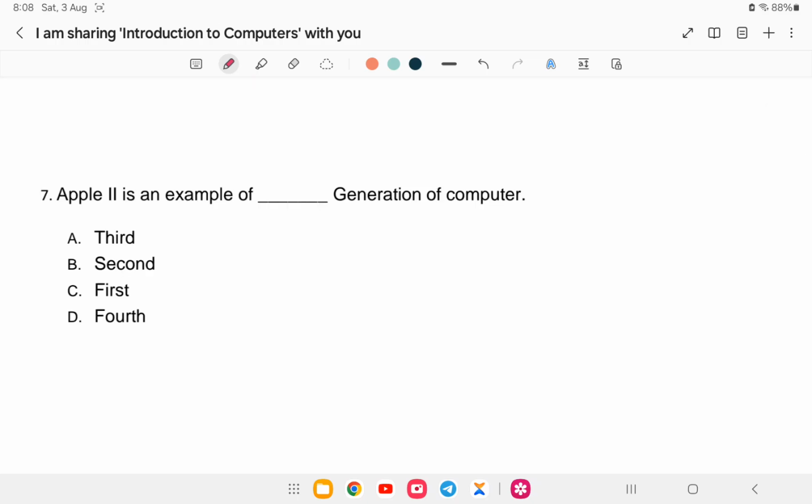Question number 7. Apple II is an example of which generation of computer? Is it A. third generation, B. second generation, C. first generation, or D. fourth generation? So Apple II, we have already studied in the previous class, is the fourth generation of computer. So let us study about the Apple II.